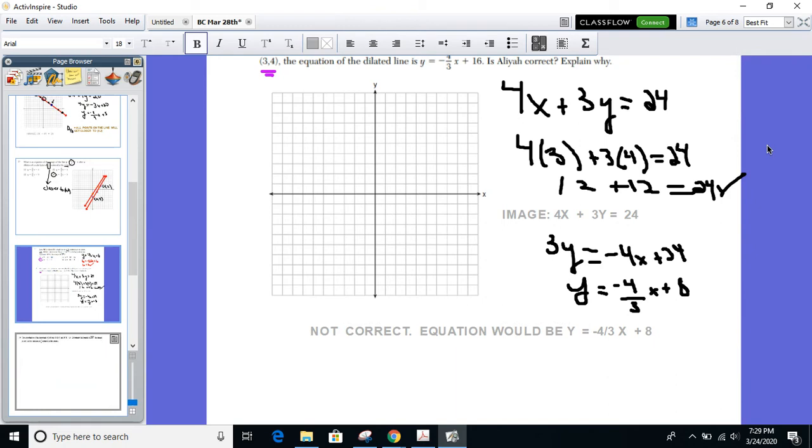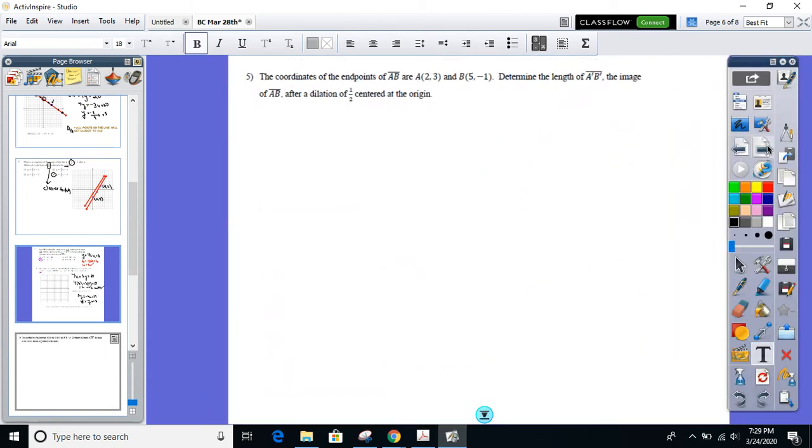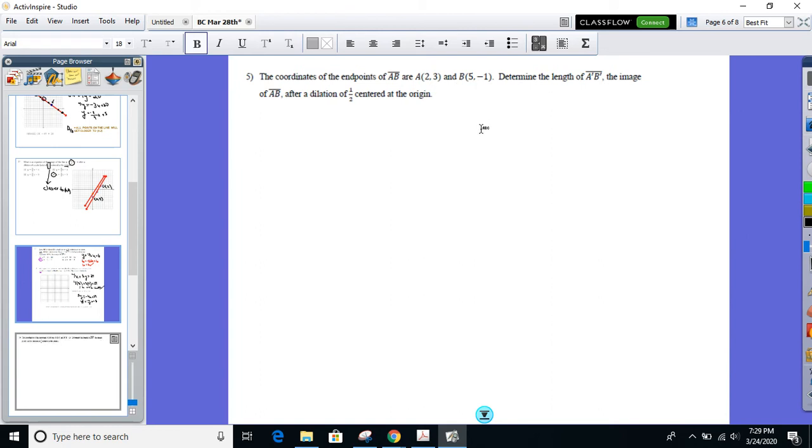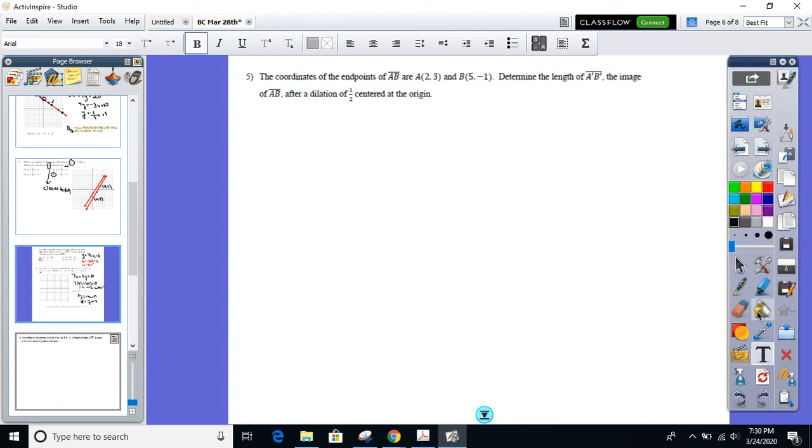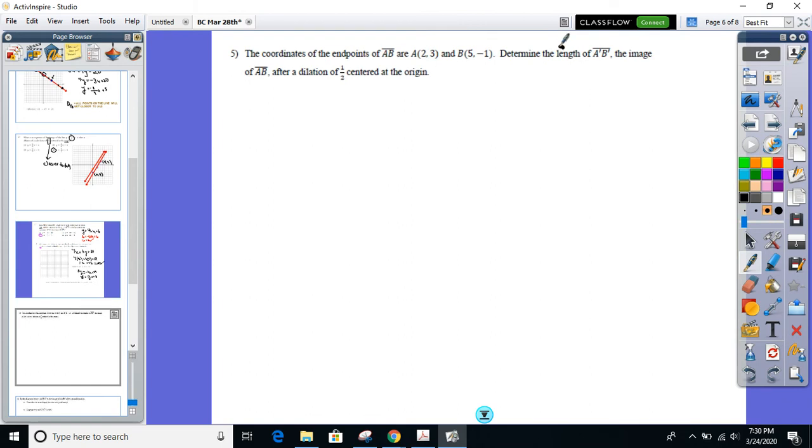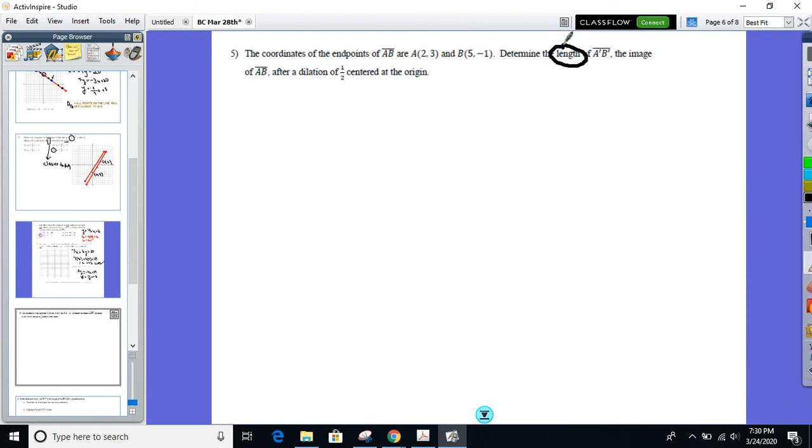Oh boy, you're not going to be happy now. So I got the coordinates of AB. There's A, there's B. I am going to dilate by 1/2. So we know what's happening to this line right now. Getting bigger or smaller if I'm dilating by 1/2? Yes, it is getting smaller. Determine the, our favorite, length. Determine the length of A prime, B prime.